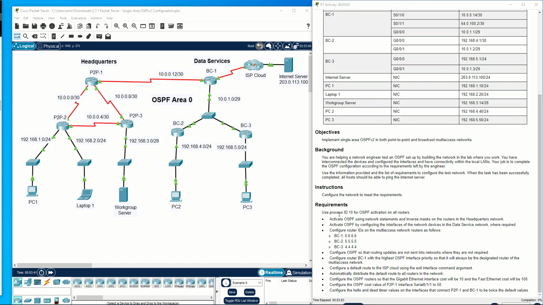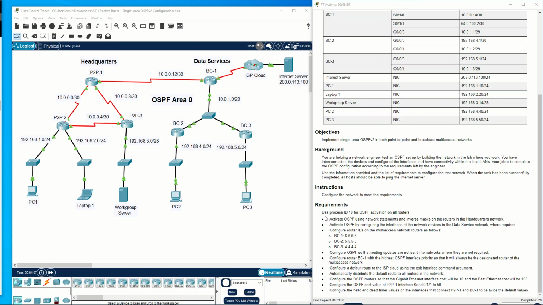As you can see, the requirements are here, and we should use process ID 10 for OSPF activation on all routers. As you know, the process ID should be the same for all of the routers in a single area, for example, area zero here.